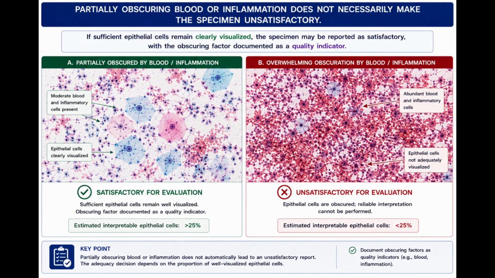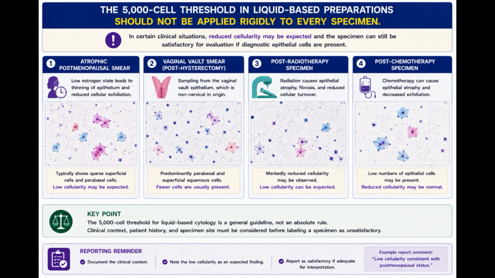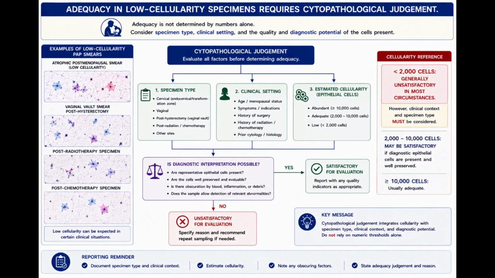If sufficient epithelial cells remain clearly visualized, the specimen may be reported as satisfactory, with the obscuring factor documented as a quality indicator. The standard 5,000 cell threshold for liquid-based preparations should not be applied rigidly to every specimen. Atrophic postmenopausal samples, vaginal samples, post-hysterectomy specimens, and specimens obtained after radiation or chemotherapy may normally contain fewer cells. In these situations, adequacy requires cytopathological judgment.